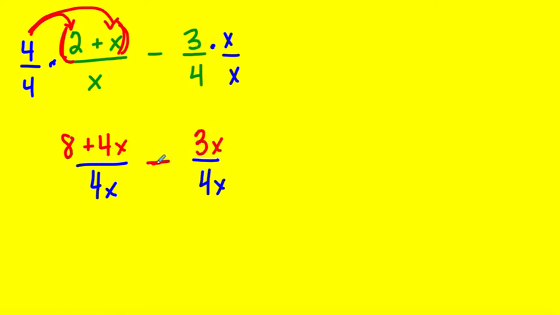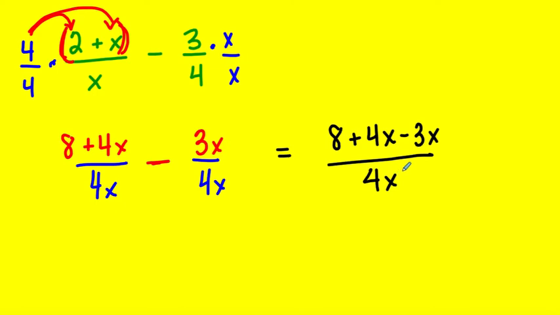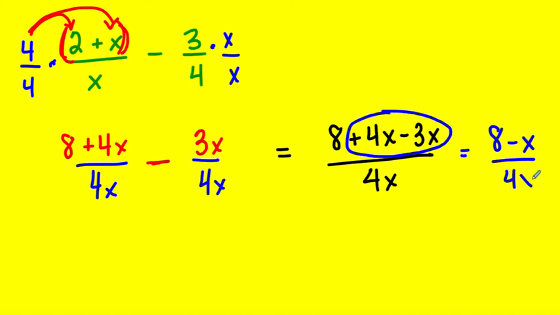Now it's subtraction, so we got to be careful. So now we subtract the numerator. So 8 plus 4x minus 3x all over 4x. All right, now you notice in the top I can combine those like terms. So 4x minus 3x is just x. So I have 8 minus x over 4x. You may not simplify the x's or the 4 and the 8, okay, because it's an expression with addition and subtraction in the top.